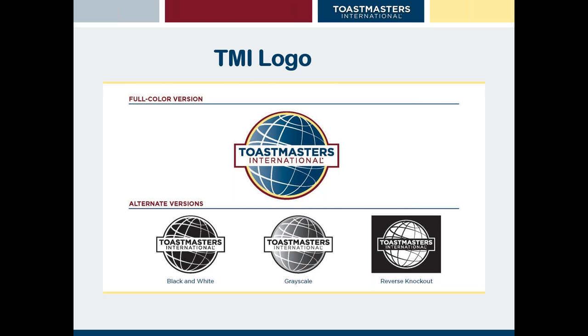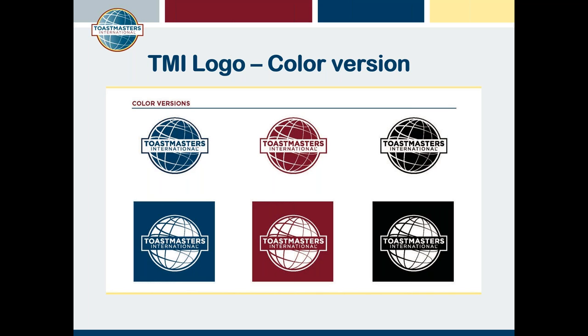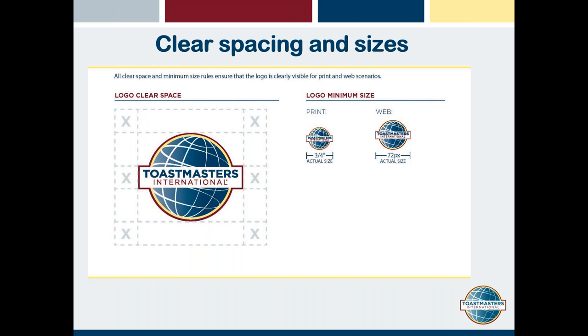According to the Toastmasters branding website, there are lots of versions available. There is the full color version, black and white, grayscale, and other color versions available for use. When you do your designing, you have to keep a clear space. If you see the X signs near the logos, this is the clear space you have to keep. If somebody puts the logo at the corner, it's just not clear. They have also given a minimum size for print or web. We'll see that in practice later on.